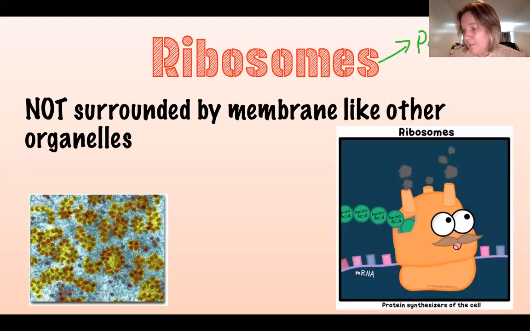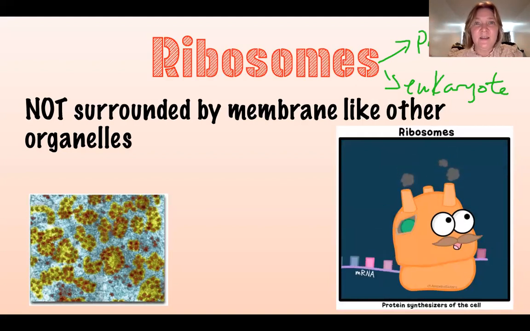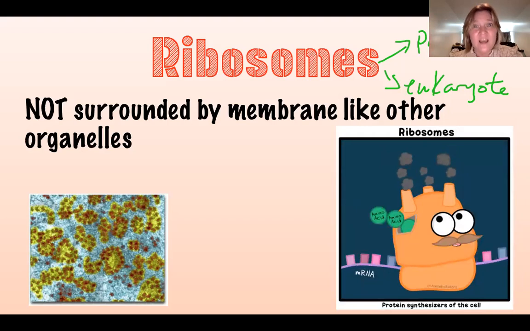prokaryote and eukaryote. And that's why in a previous video, when I talked about the difference between prokaryote and eukaryote, I mentioned specifically membrane-bound organelles. Eukaryotes have membrane-bound organelles, prokaryotes do not, because prokaryotes still have ribosomes because they are not bound or surrounded by a membrane like other organelles.